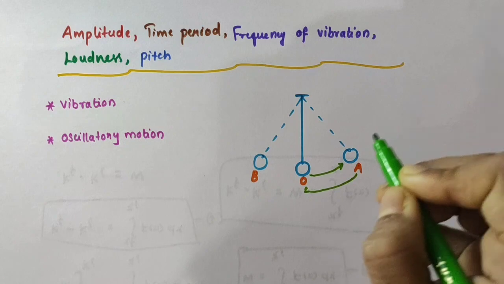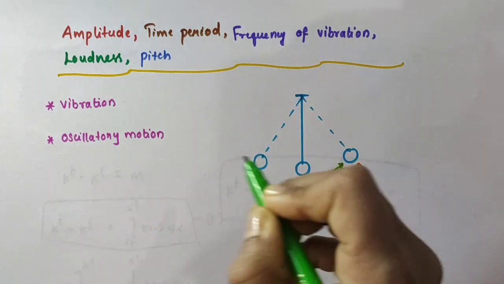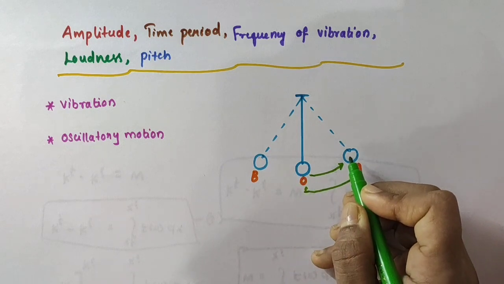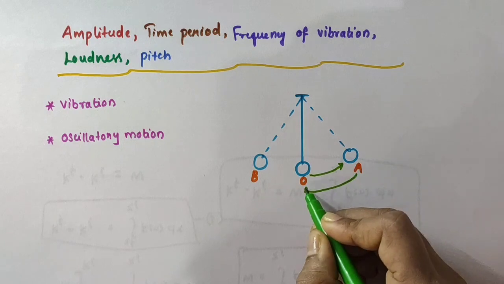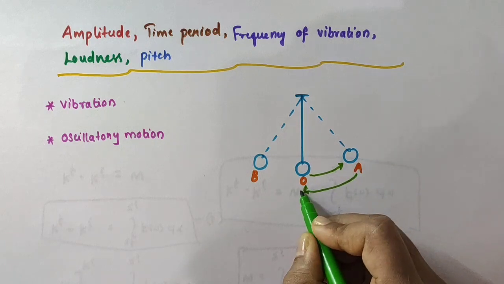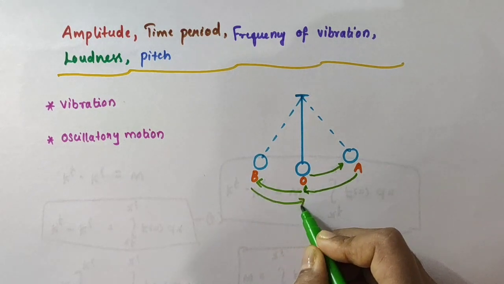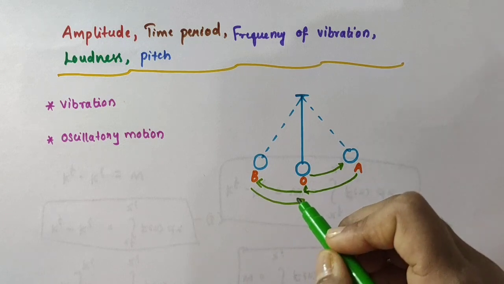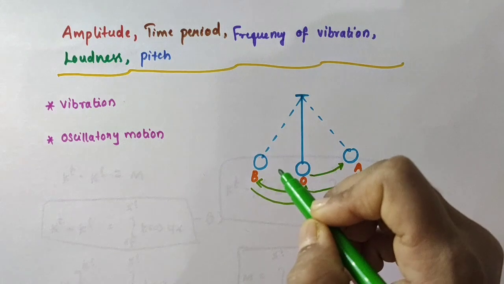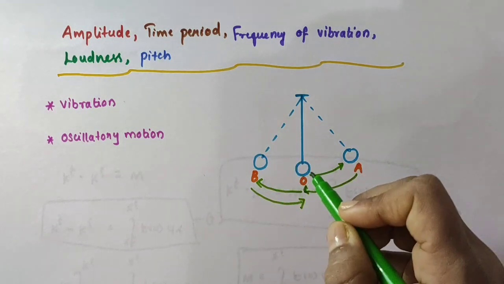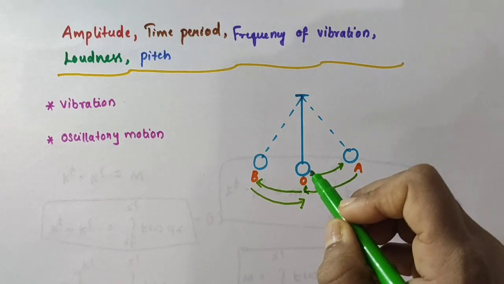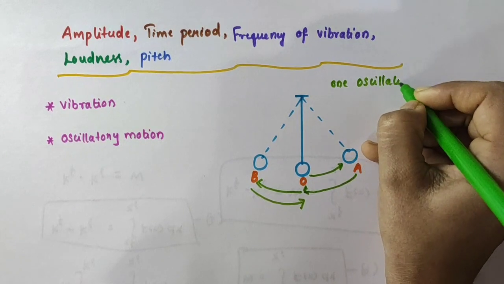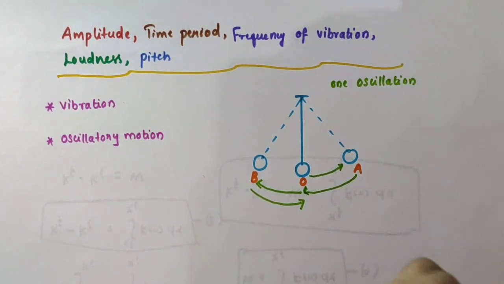It goes here, comes back here, then goes to this side, and again to this side. Initially the bob is at point O, then goes towards the point A, then comes back to O, its initial position, then goes towards the point B, then again comes back to the point O. This can be considered as one oscillation. One complete to and fro motion, or one complete back and forth motion of a body about a fixed point, is called one oscillation.